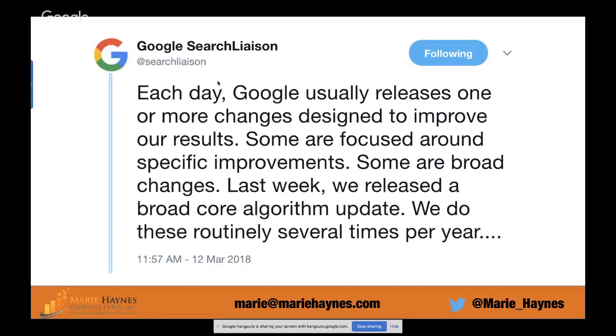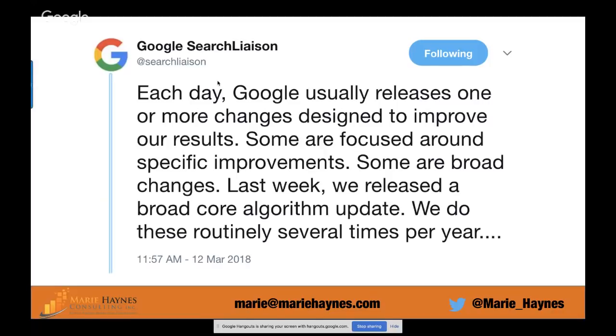Those of you who've been in this profession for a while will remember when Panda first came out and when Penguin came out; these were really specific updates. But when we see core quality updates, often Google doesn't tell us exactly what they are. And this type of update happens several times per year.